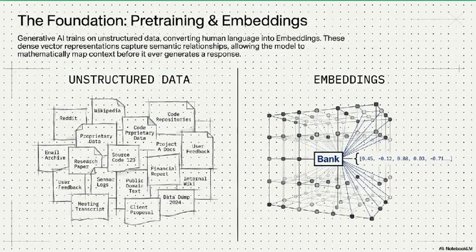Right. But wait, what if you are talking about the bank of a river? Because the letters B-A-N-K are exactly the same. How does it know the difference? Because the model captures context before a response is ever generated. The phrase riverbank maps to a completely different set of coordinates than investment bank. Oh, so it literally sends it to a different neighborhood. Exactly. The coordinates for the river version will be placed closely to water, mud, stream, and erosion.